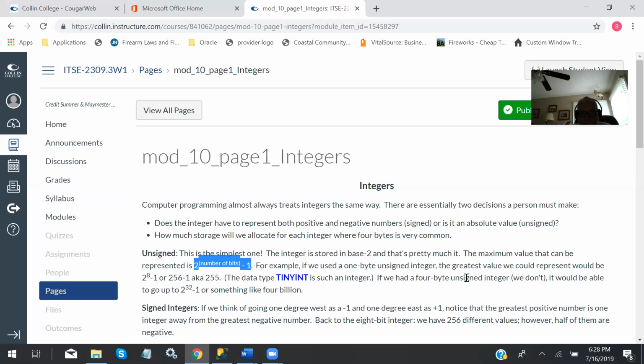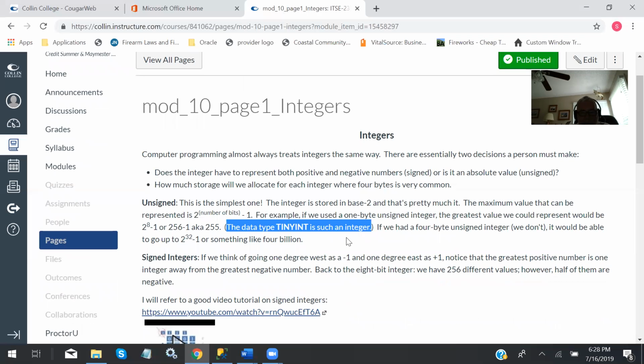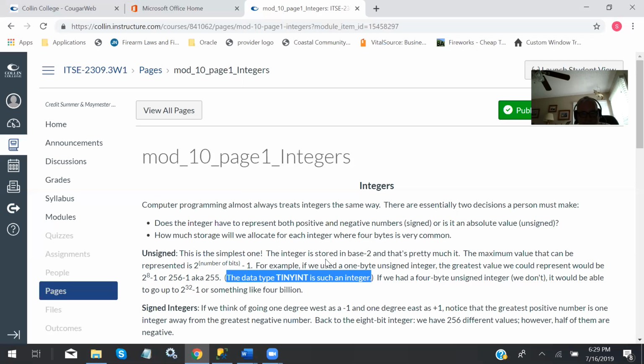If you think about it, it gets you there pretty well. If we used a 1 byte unsigned integer, the maximum is 255; the data type tinyInt is 1 byte. If we have a 4-byte unsigned integer, we would be able to go up to about 4 billion or so, 2 to the 32nd power minus 1. That's simple. It's just a straight conversion from base 10 to base 2. Do your mathematics in base 2, show it to you in base 10.